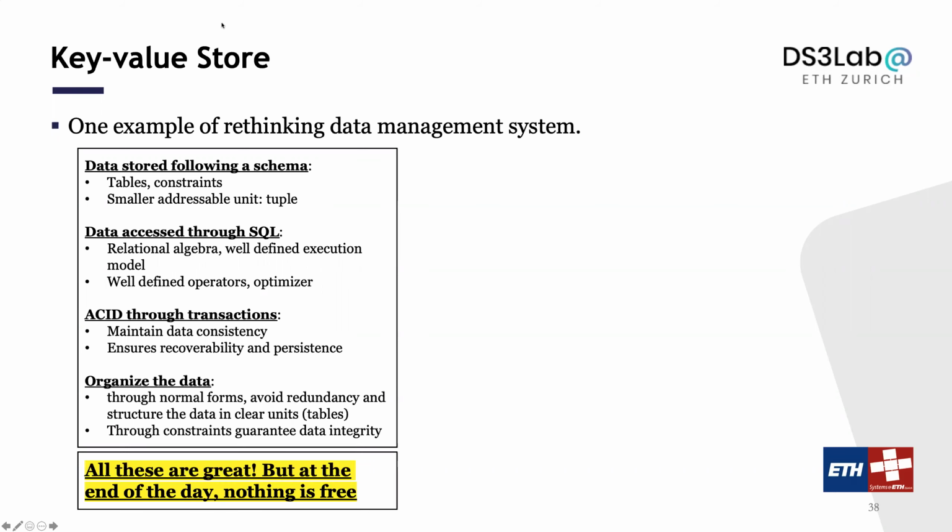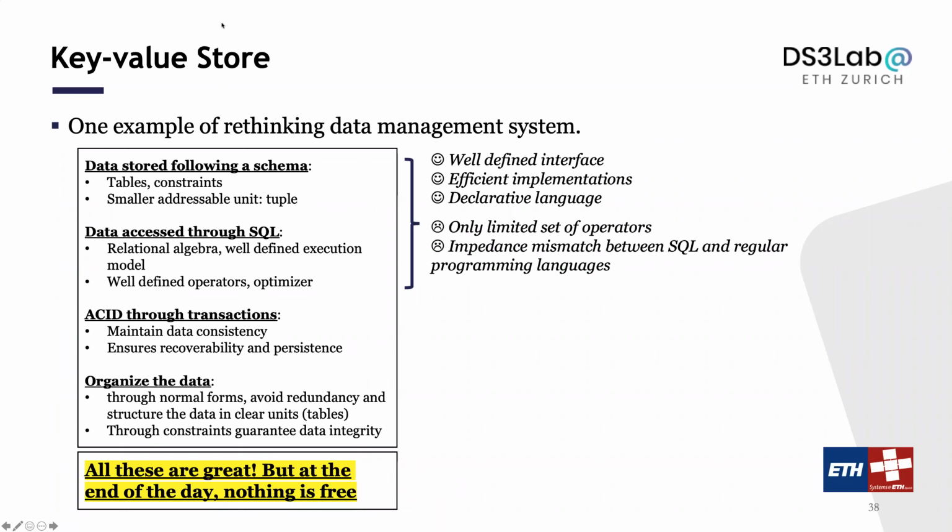And these are great. But at the end of the day, nothing's free, because the moment you are getting the good thing out of the design, inherently you are paying something. For example, by enforcing that data follows a certain schema, by enforcing your high-level declarative language, you have a very well-defined interface, implementation could be efficient, it's all good. But on the other hand, you also constrain yourself on what types of operations you can do. I can only do aggregation, relational algebra. I cannot do other things.